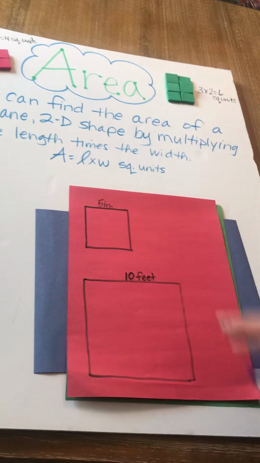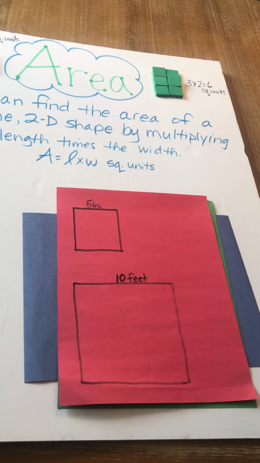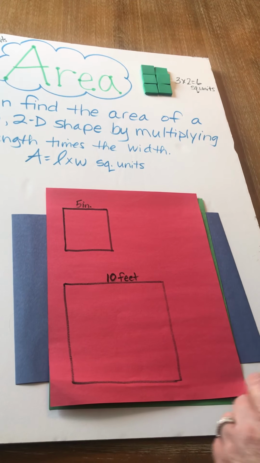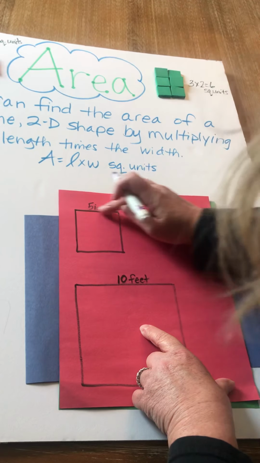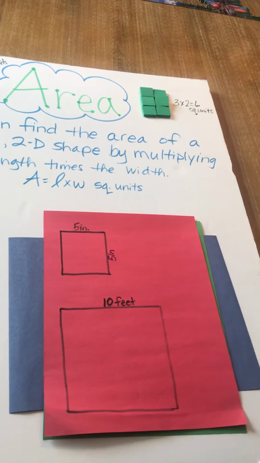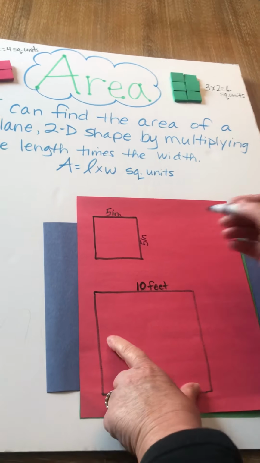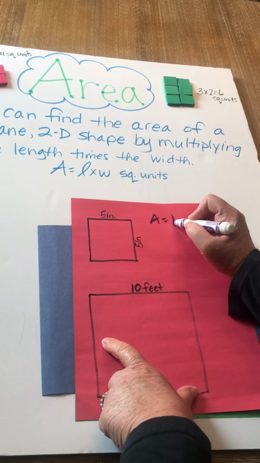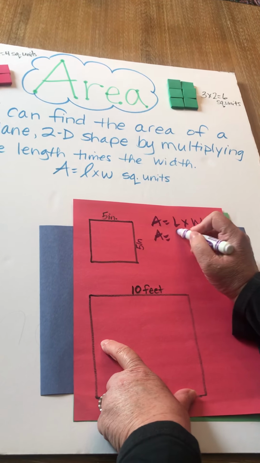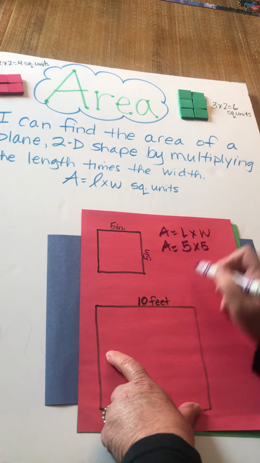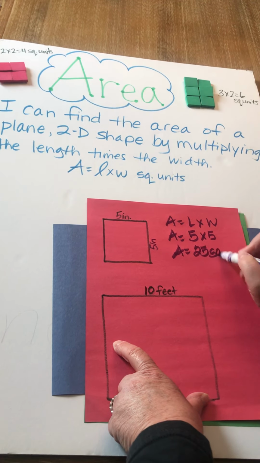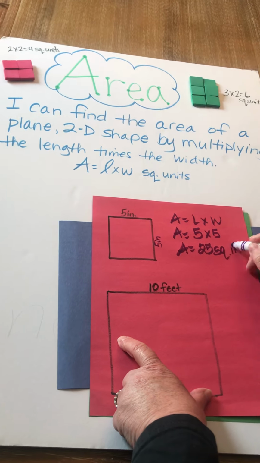Look at this example. Now I have some squares. We know the squares have 4 sides and all the sides have equal lengths. So if this top side is 5 inches, the adjacent side is 5 inches. Again, use our same formula. Area equals length times width. Area equals 5 times 5. Area equals 25 square inches.